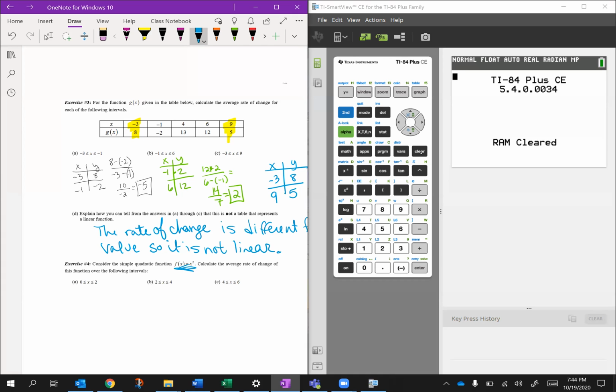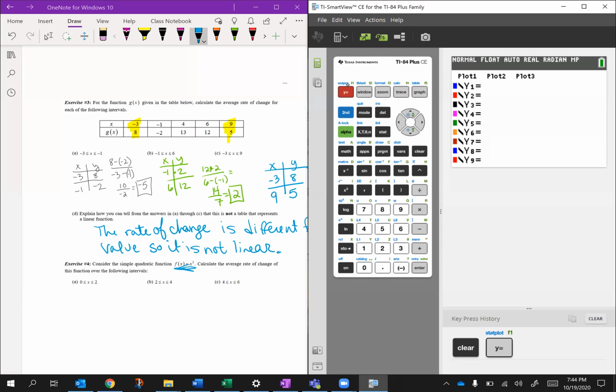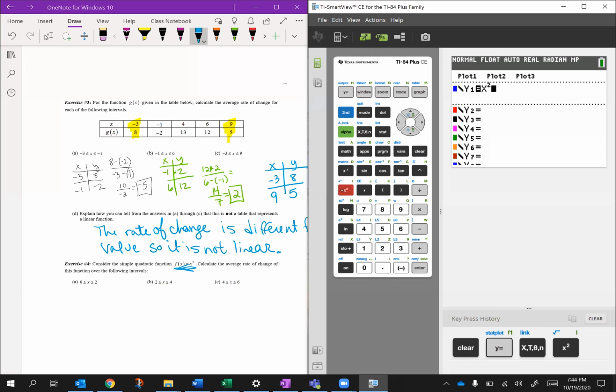So find your graphing calculator. If you don't have it, hit pause. We're going to type into our y equals x. So we need to use the x next to the alpha and squared. Now we want to get our table values for 0, 2, 4, 6. So we're going to hit second.